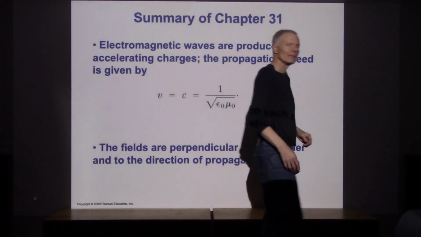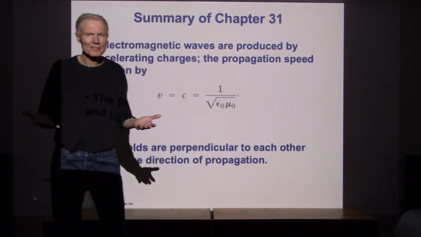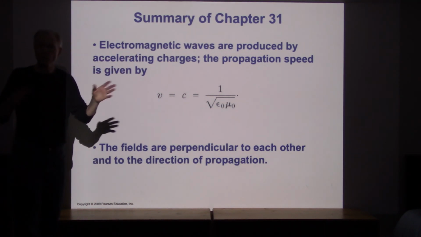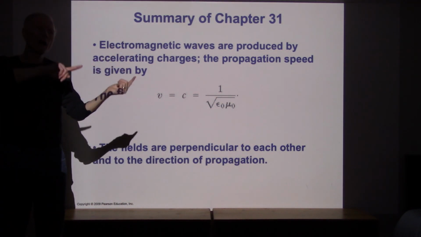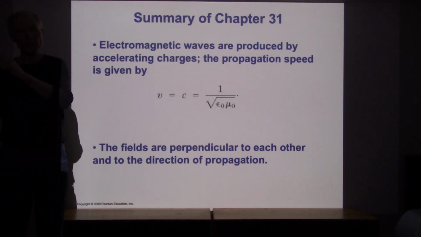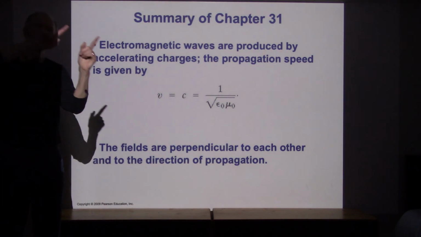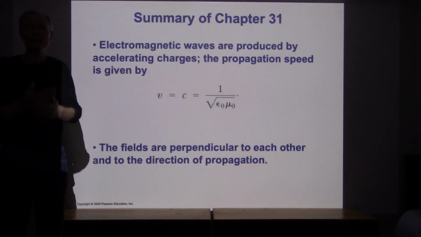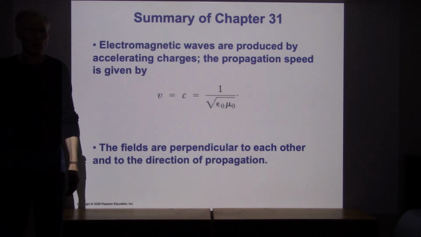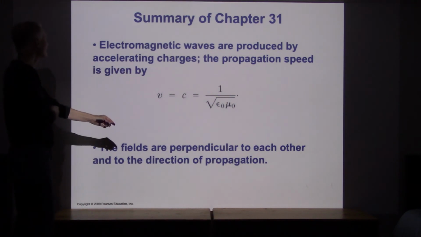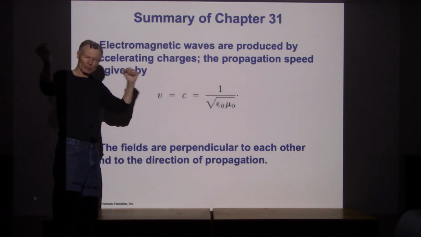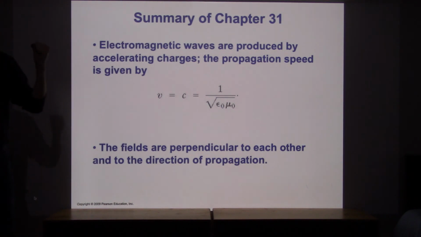And now this is a little hilarious, I guess. I noticed that in the summary of chapter 31, all through the chapter they've been saying oscillating electric fields generate magnetic fields, and oscillating magnetic fields generate electric fields. Anyway, they're saying that the fields generate each other, and I've been crossing it out with a red marker. Look what they put in the summary. Electromagnetic waves are produced by accelerating charges. Yes! All right. Had to wait for the summary for that.